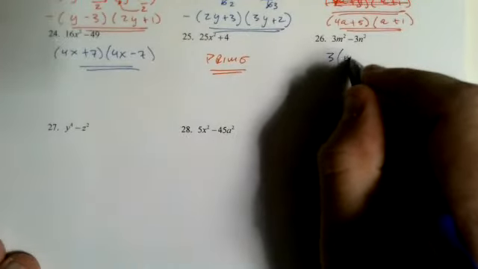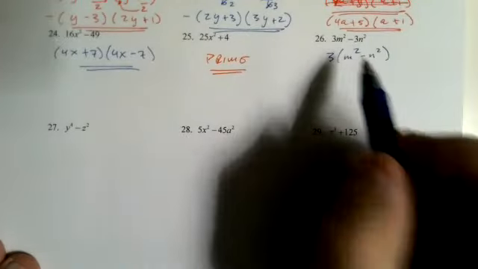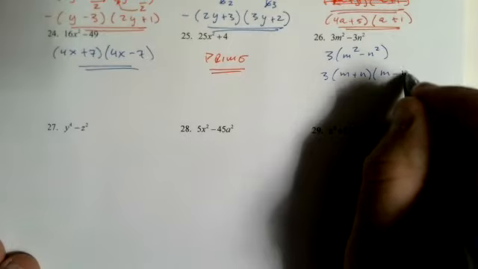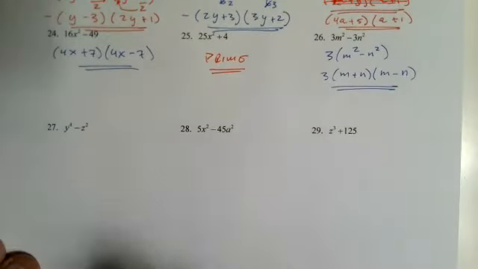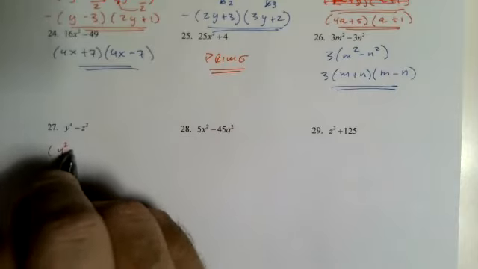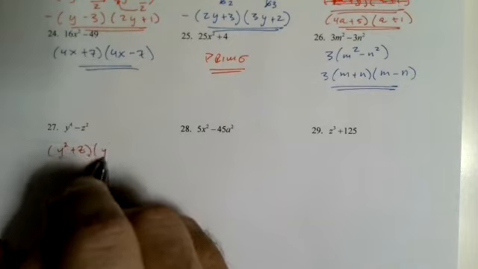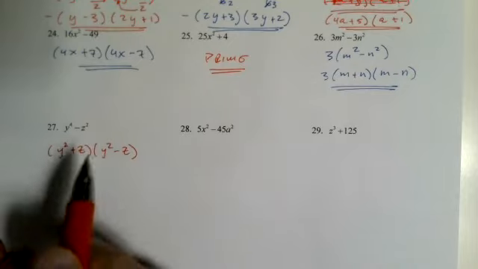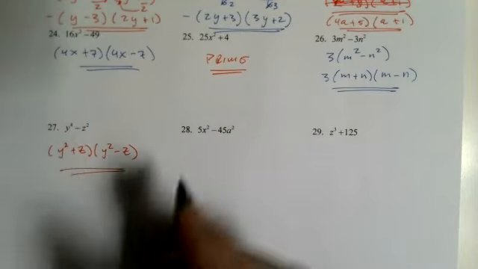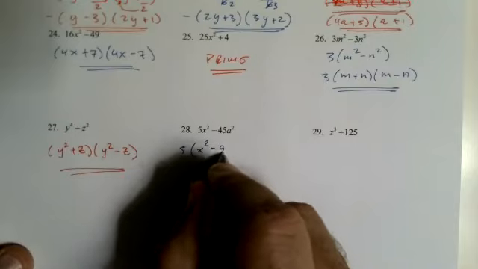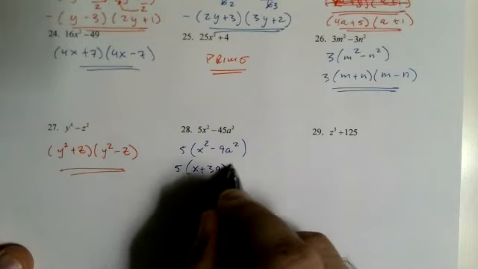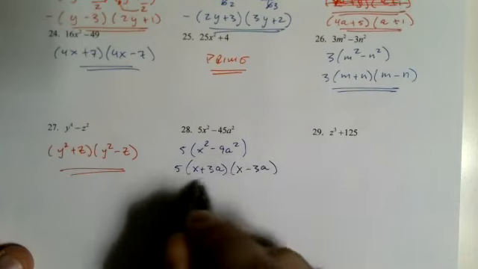Pull out a 3, m squared minus n squared. Remember, always take that GCF out. M plus n, m minus n. Difference of 2 squares, y squared minus z, y plus z, y minus z. That's it, done. Pull out the 5. X squared minus 9a squared. X plus 3a, x minus 3a.